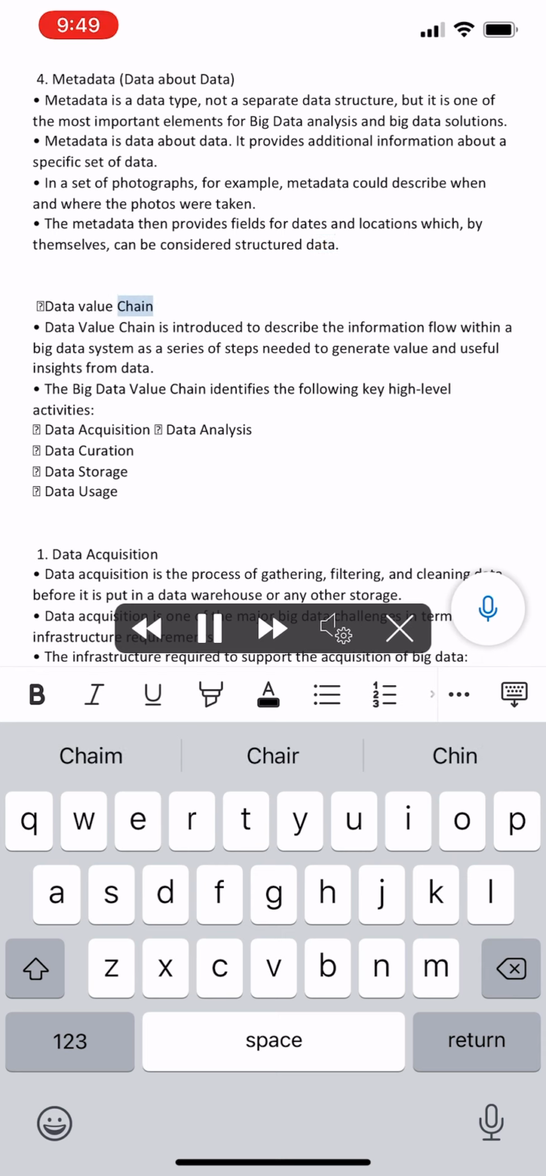Data value chain. Data value chain is introduced to describe the information flow within a big data system as a series of steps needed to generate value and useful insights from data. The big data value chain identifies the following key high-level activities: data acquisition, data analysis, data curation, data storage, data usage.